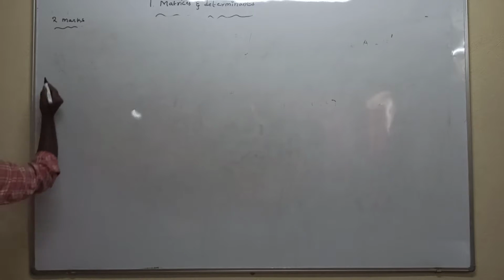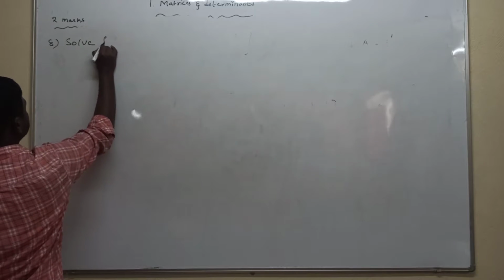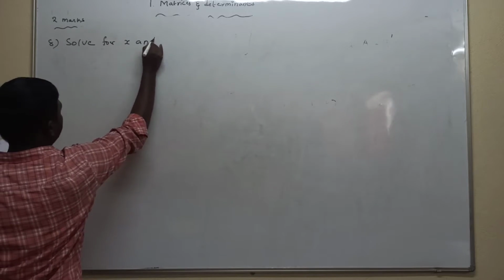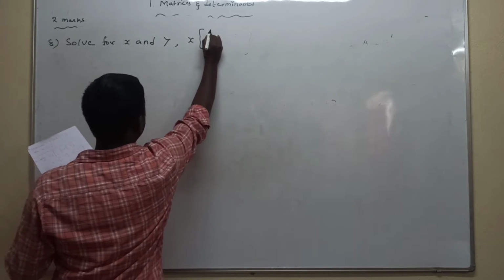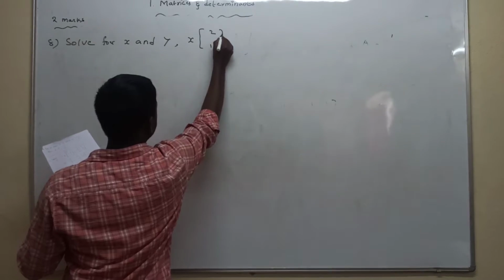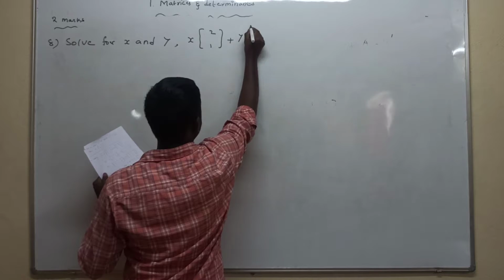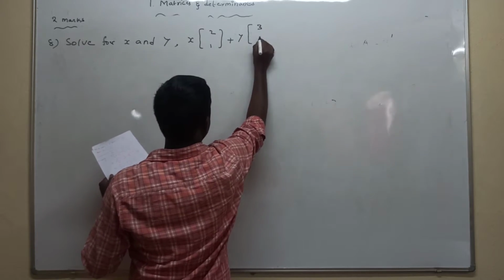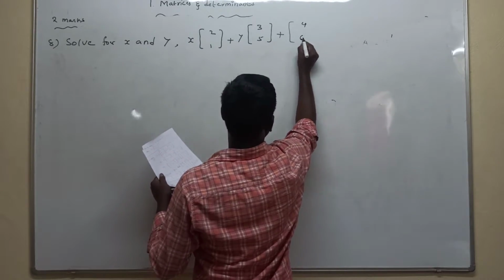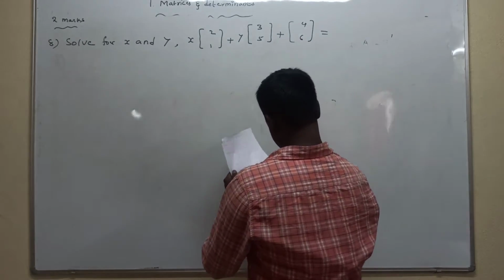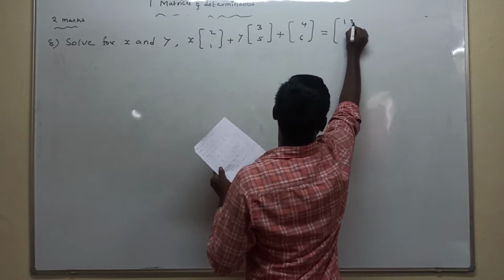Next, eighth question. Solve for x and y, which means find the x value and y value. The given condition is x into 2, 3, 2, 1, plus y into 3, 5, plus 4, 6 is equal to 12, 7.